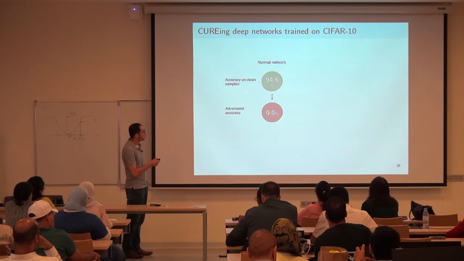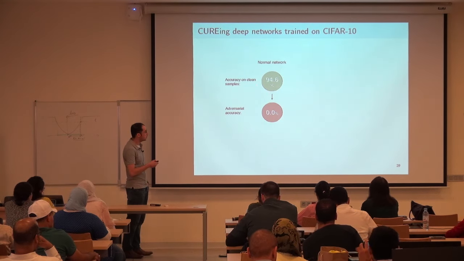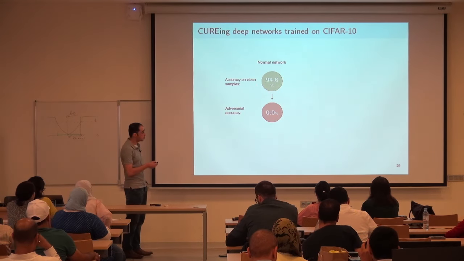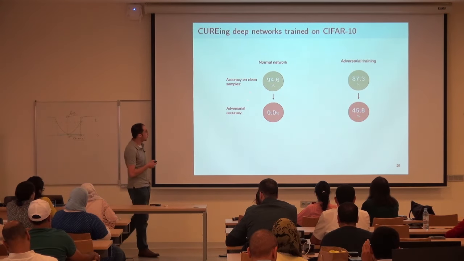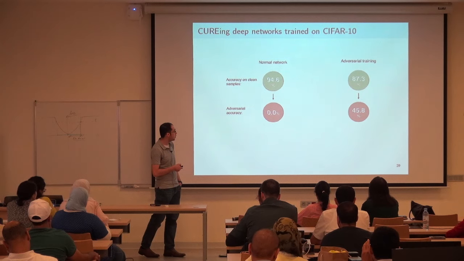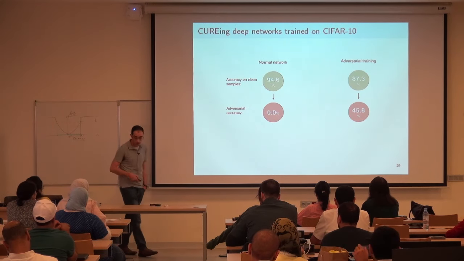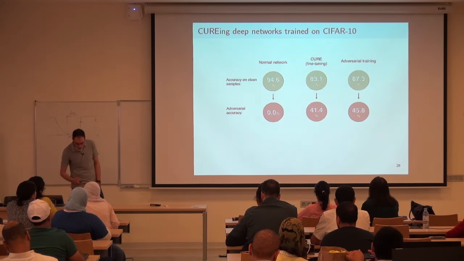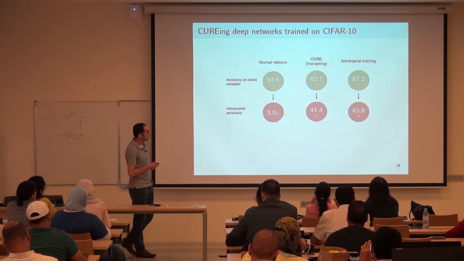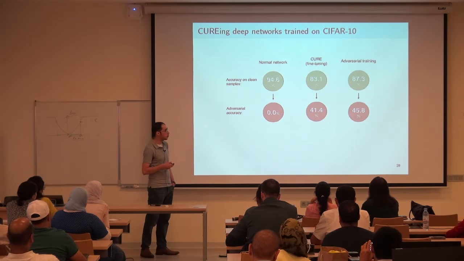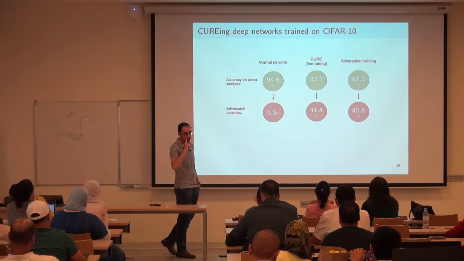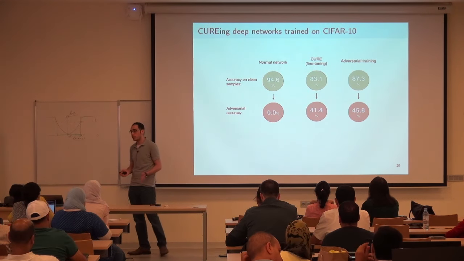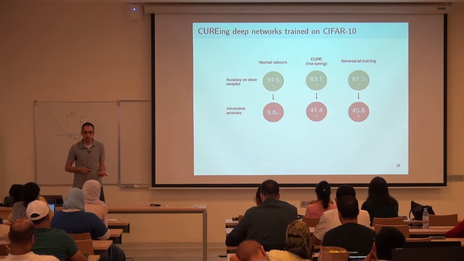The accuracy on the clean samples is around 95%, and the adversarial accuracy is around 0%. With adversarial training, the accuracy on the clean samples is a bit lower, but the adversarial accuracy is much higher. And with this approach of curvature regularization, you actually get roughly the benefits of adversarial training without ever doing adversarial training. You really just added a regularizer to say, I want the curvature to be sufficiently small, and you get the benefits of adversarial training.